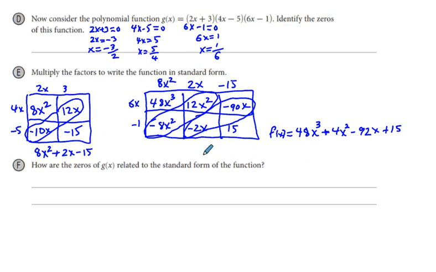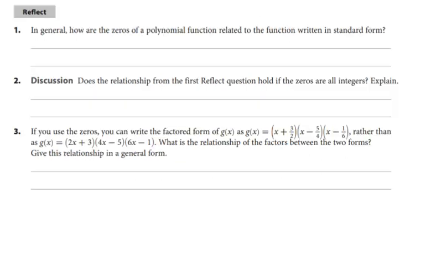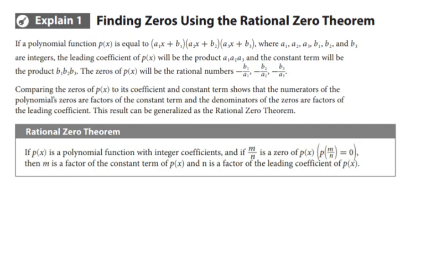Okay, how are the zeros related to the standard form of the function? Well, it's going to be kind of hard to see here. And that's why we get into the rational roots theorem. There's a relationship between this last term, which is 15, and the coefficient of the first term, which is 48. But let's go on here to what we call the rational zeros theorem.